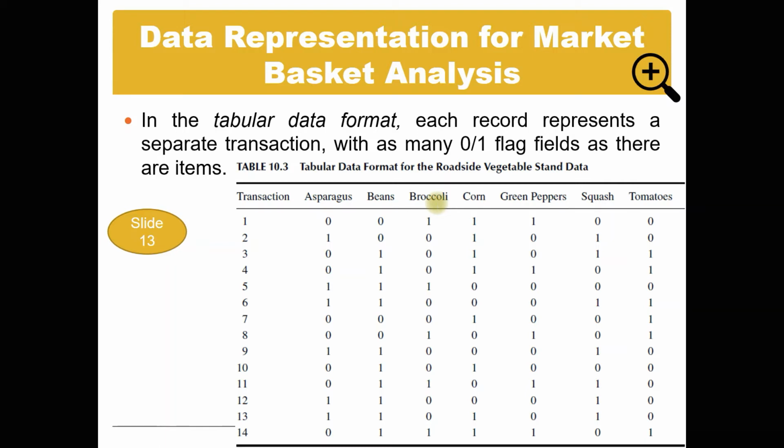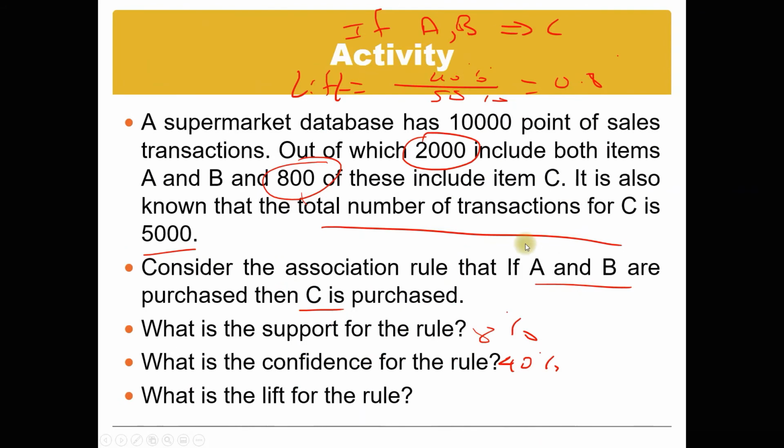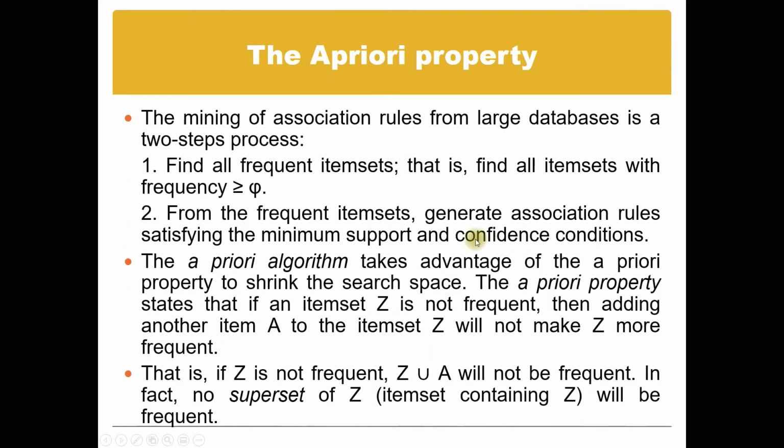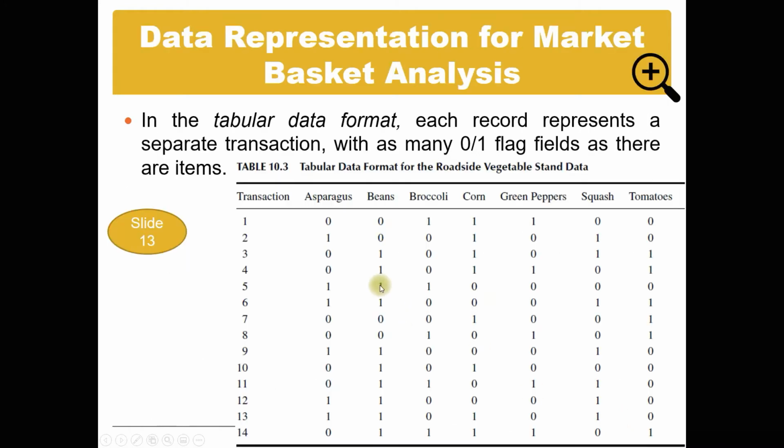Let's take another example. We were referring to bean and squash. Okay, let's take a look at bean and squash. Is it a frequent item set? Let's have a look at how many times they occur together. One time they occur together.